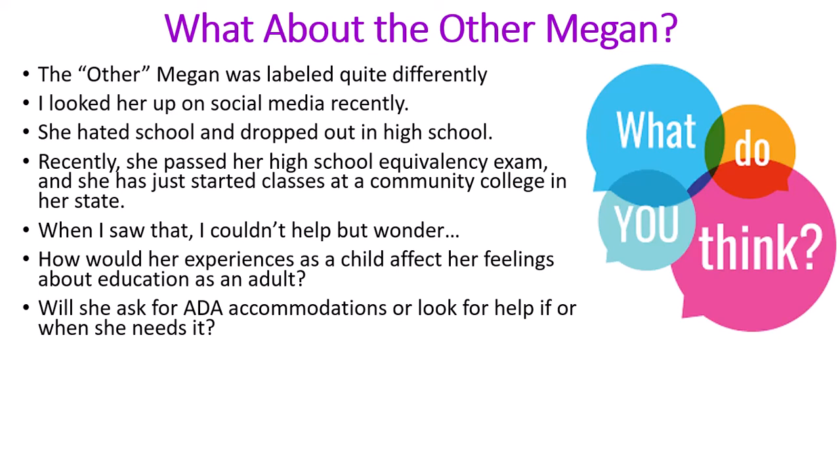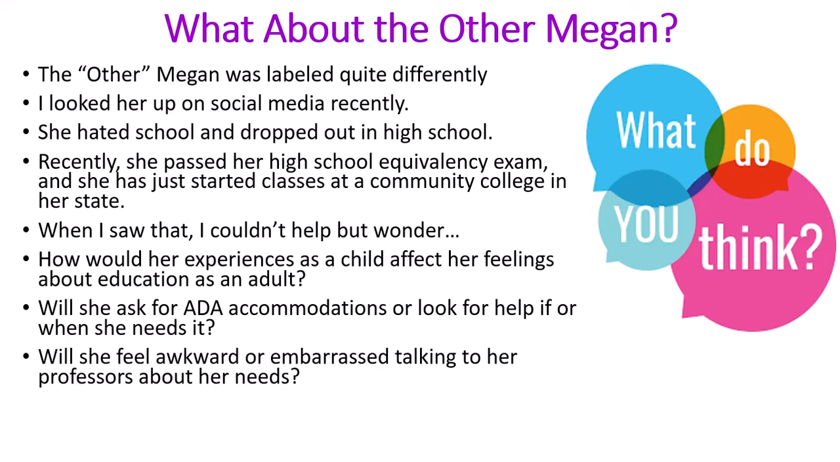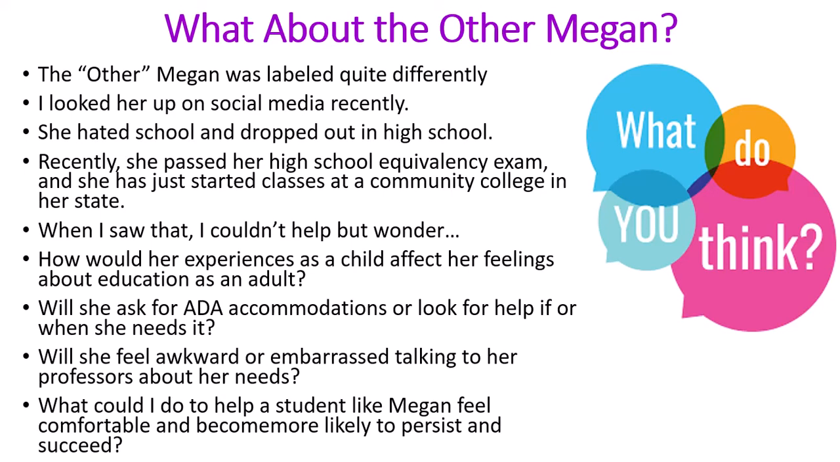Would she ask for ADA accommodations or look for help if or when she needs it? Will she feel awkward or embarrassed talking to her professors about her needs? What could I do to help a student like Megan feel comfortable and become more likely to persist and succeed?